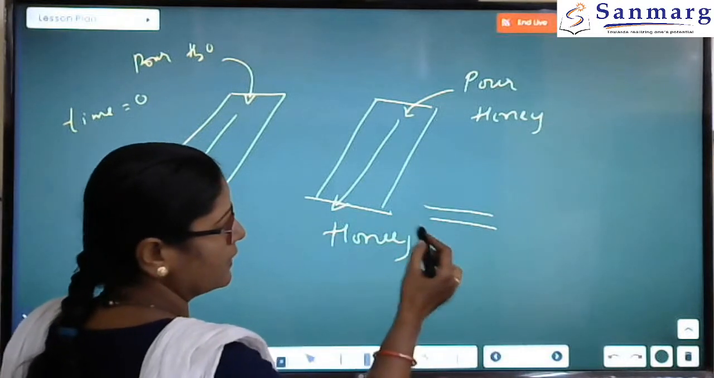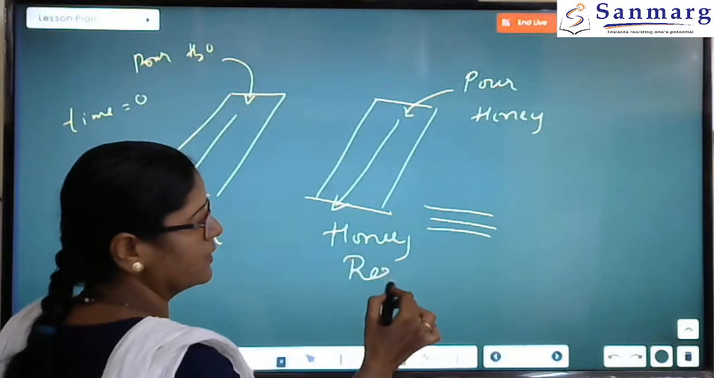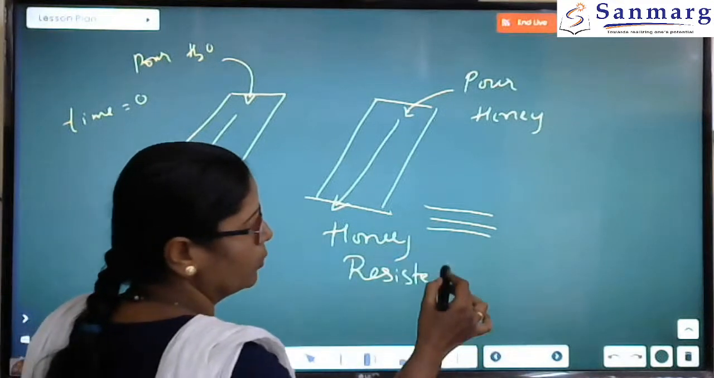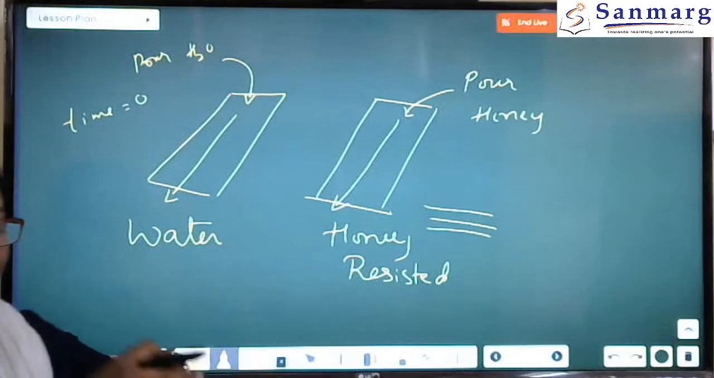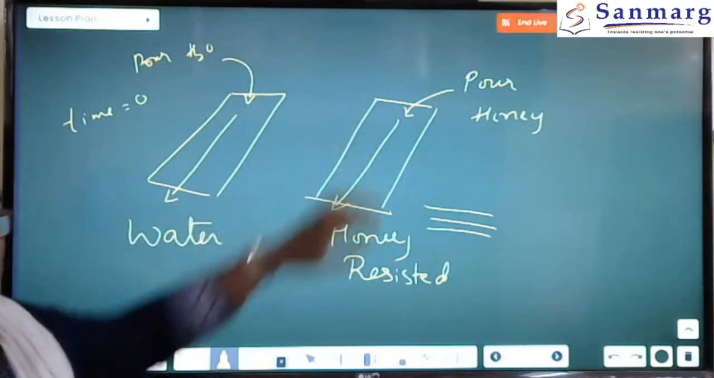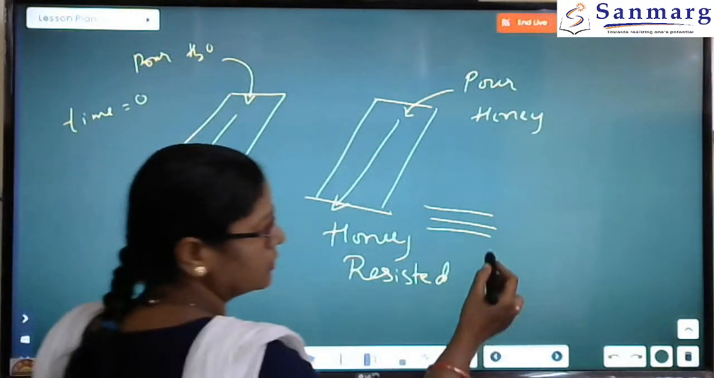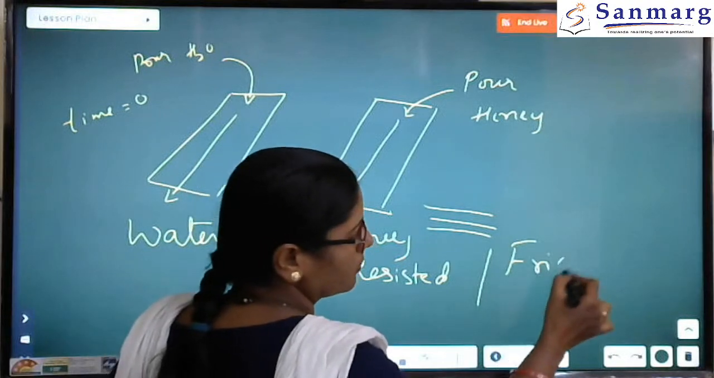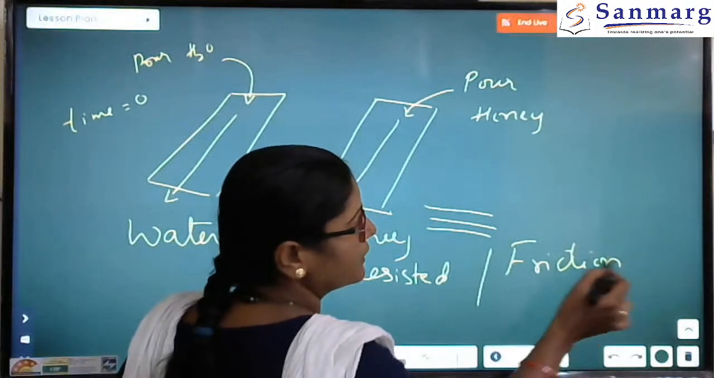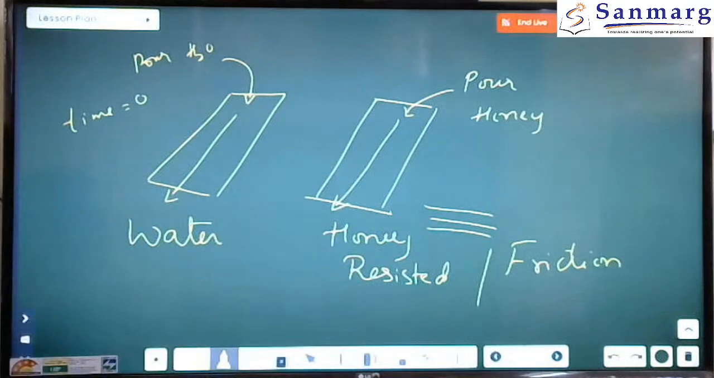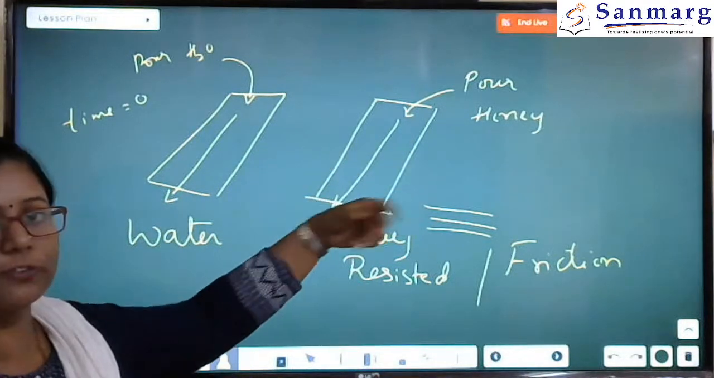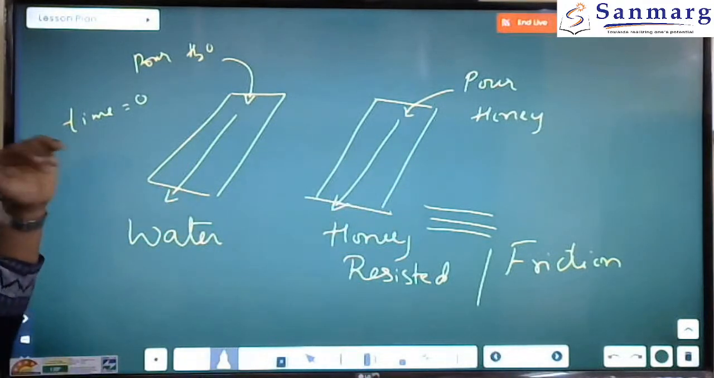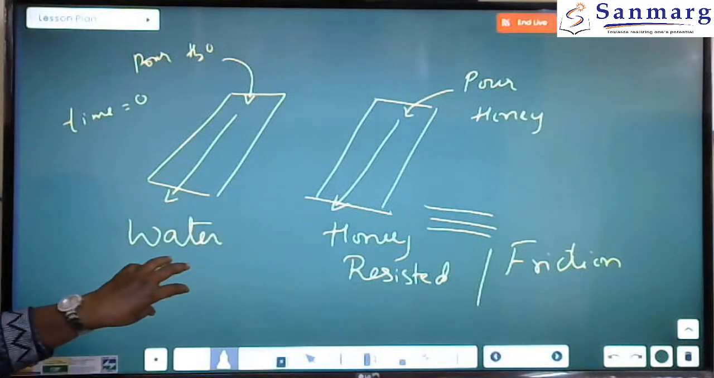So from one layer to another, the resistance is more here. It is resisted more, so it does not allow flow, one layer over another layer. Friction is more here. In case of honey, friction is more, so it will not flow freely. But in water it will flow freely because friction is less.